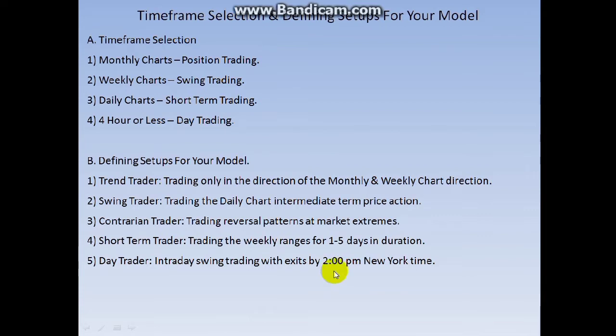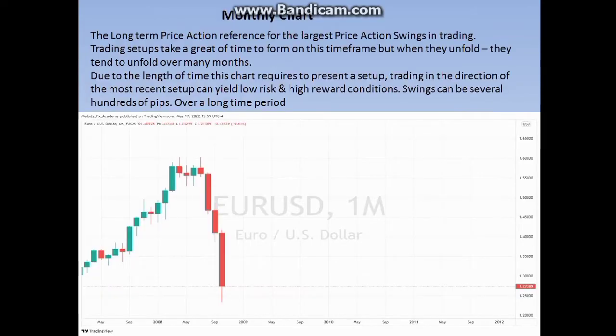Okay, so you can see that the concepts before the 2022 mentorship are a little bit different, and I think some advancement has really been made. ICT has really made some advancement to it. Okay, so now let's go down further. The monthly chart.